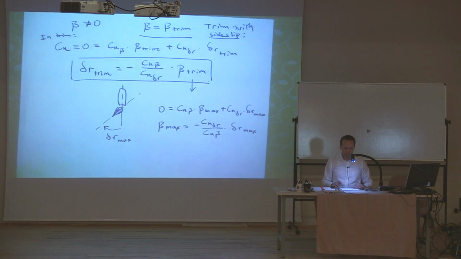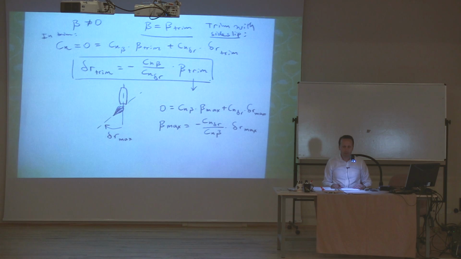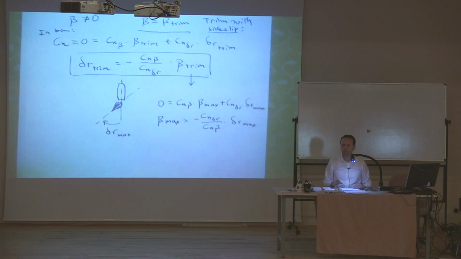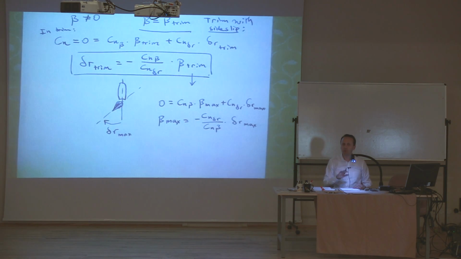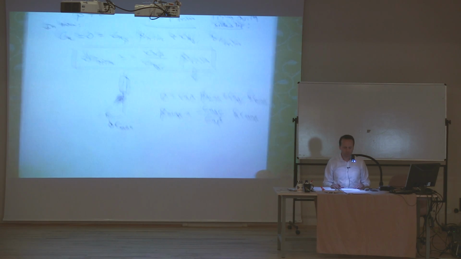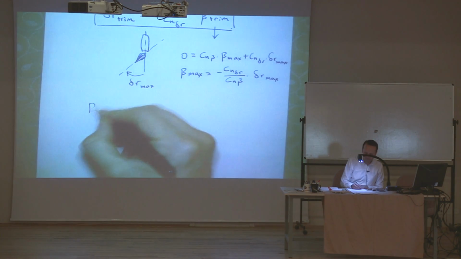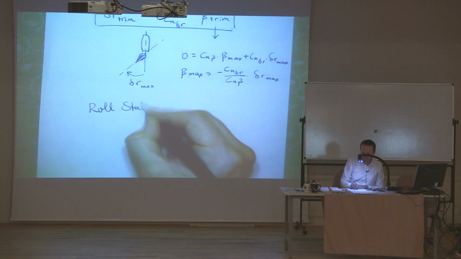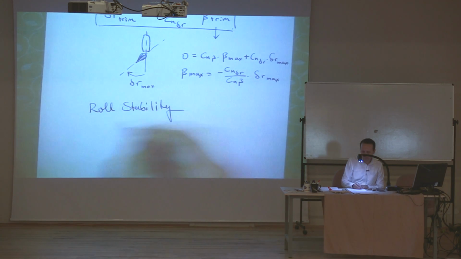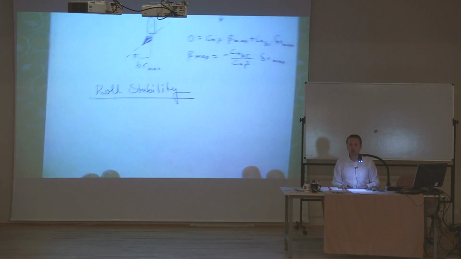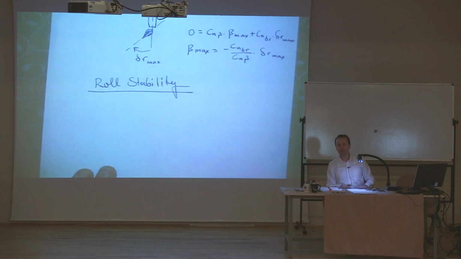All right. This is as much as I want to say about yaw control. I want to move into roll control, which is a little bit more involved. The yaw control is kind of straightforward. Any questions? Okay. The next thing I want to look at is roll stability. This topic is kind of important because it is not as straightforward.